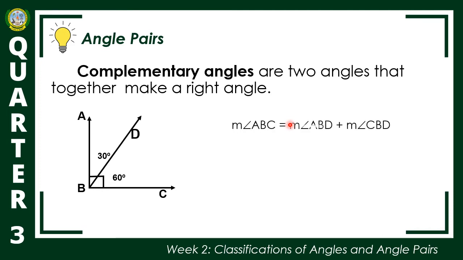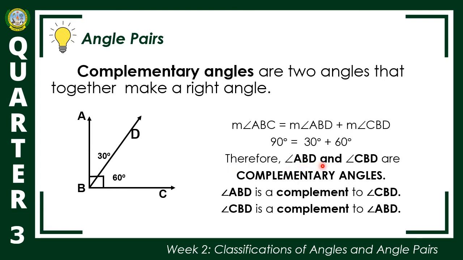Okay, so in this figure, the measure of angle ABC is equal to the sum of the measure of angle ABD and CBD, which are 30 and 60 degrees. And that's equal to 90 degrees. That means that angle ABD and angle CBD are complementary angles. Angle ABD is a complement to angle CBD, and angle CBD is a complement to angle ABD. So, as you can see po ulit, ang complementary angles ay pwedeng maging adjacent. Okay?